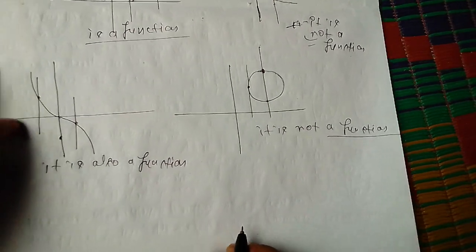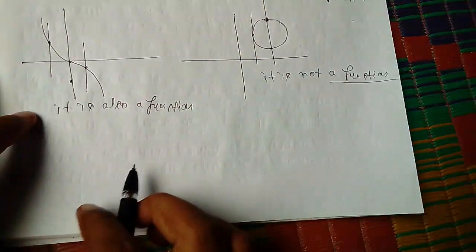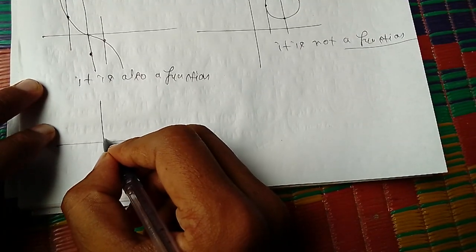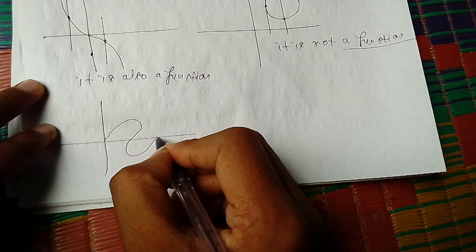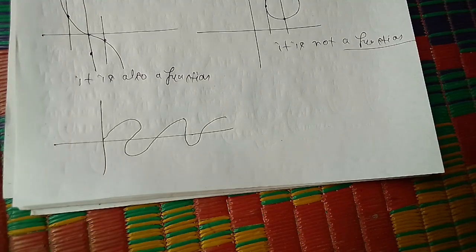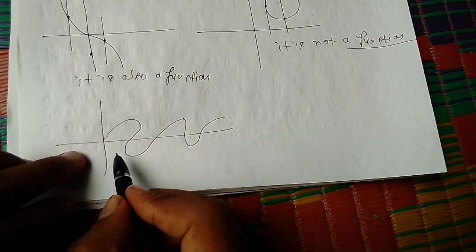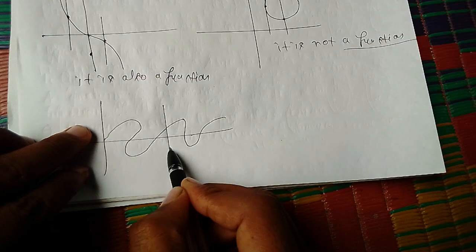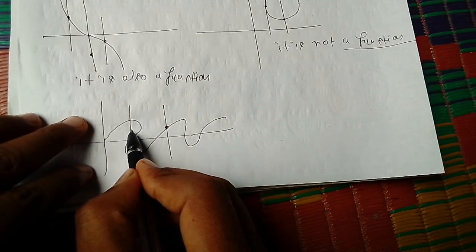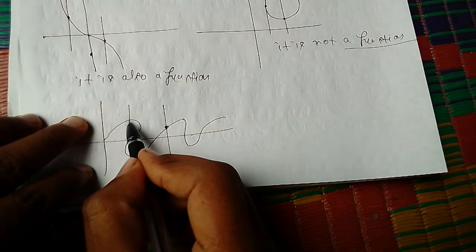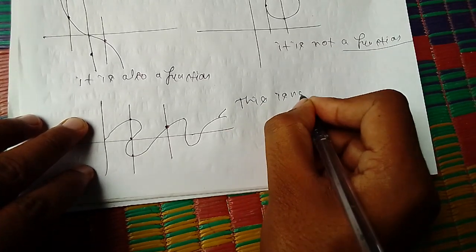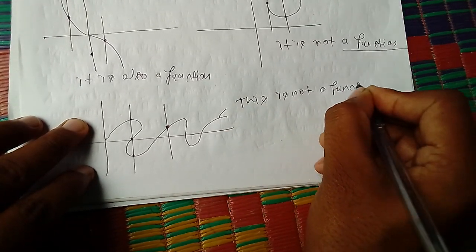Okay. And if we again let a curve represent like this, how do we know whether this is a function or not? If we draw at this place, it meets only one point. But if I draw here, it meets at 3 points. So this is not a function.